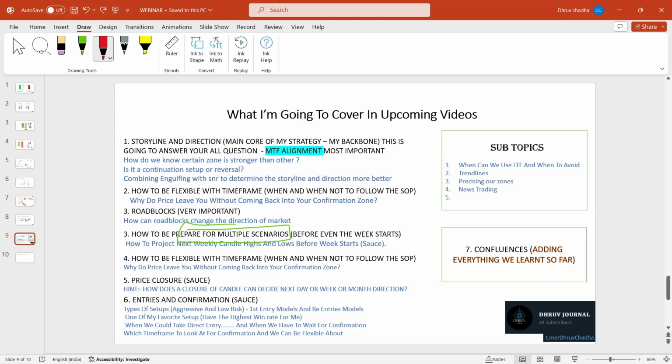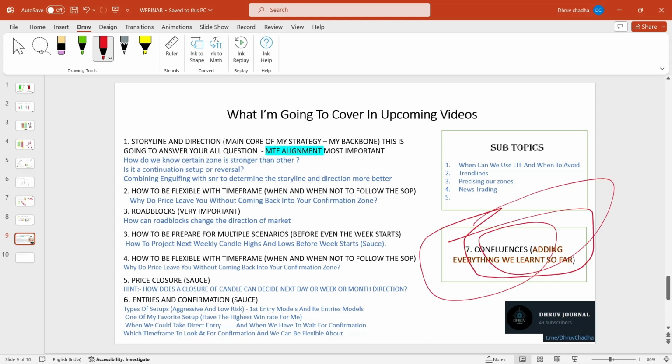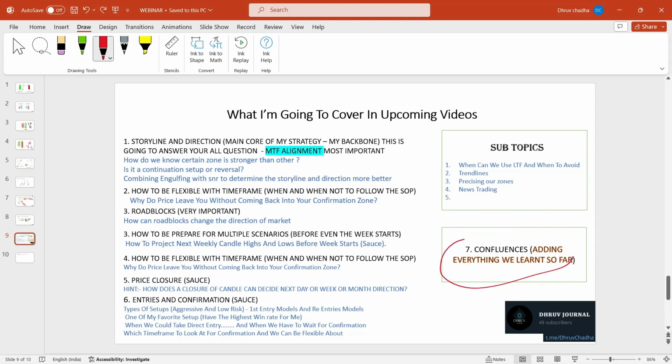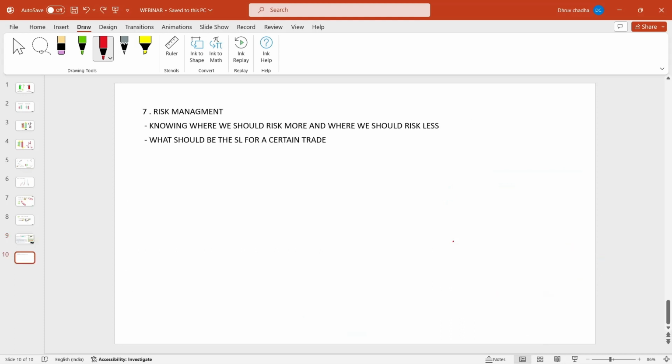Precising our zones. This is a top topic. News trading, how to take trades during the news. There is a lot about this also. And the last thing is confluencing, adding everything we have learned so far. This is going to be a holy grail kind of thing. We will add everything we have learned so far into our trades to make better decisions.